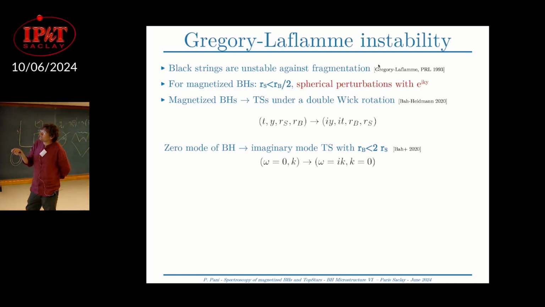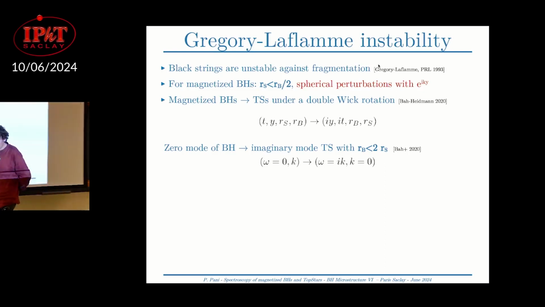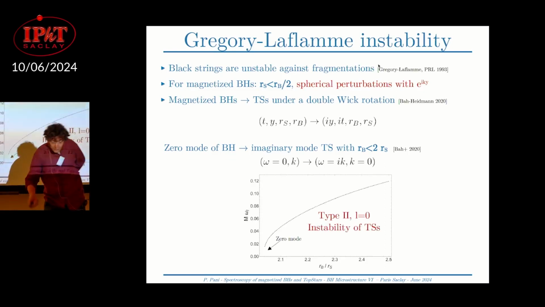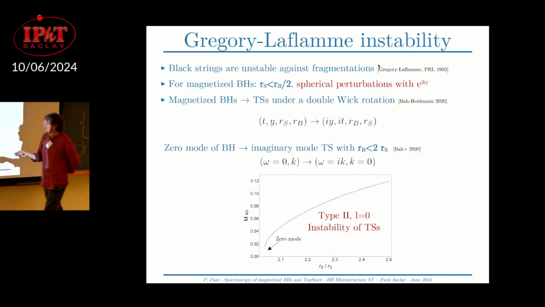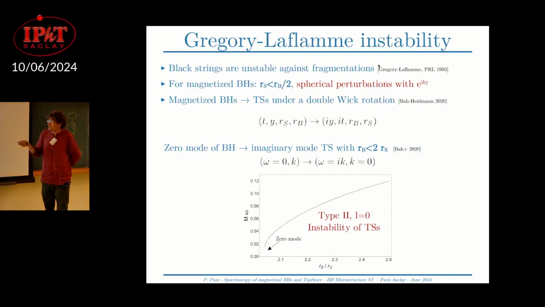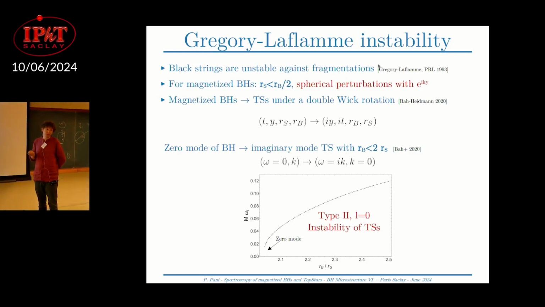But this zero mode for the black hole with K different from 0, the standard Gregory-Laflamme mode, translates into a purely imaginary mode with K equals 0 for the topological star. So we looked for these solutions, and no surprise, we found those. Now the imaginary part is not an absolute value, so this is positive. This means instability, and it is an instability that is purely imaginary, and it actually exists, and it goes precisely to a zero mode when RB divided by RS is equal to 2.